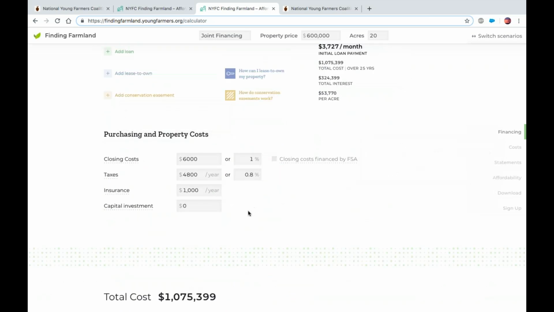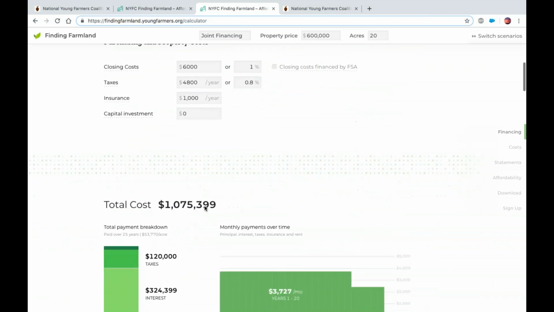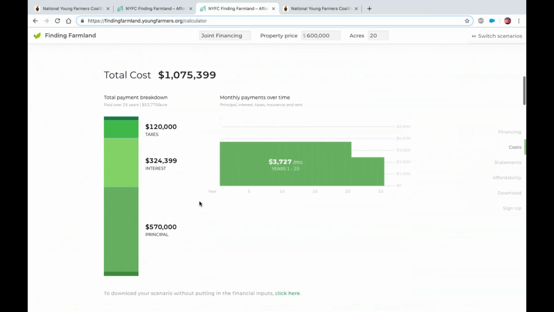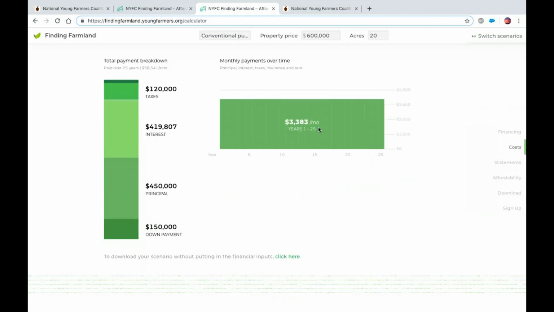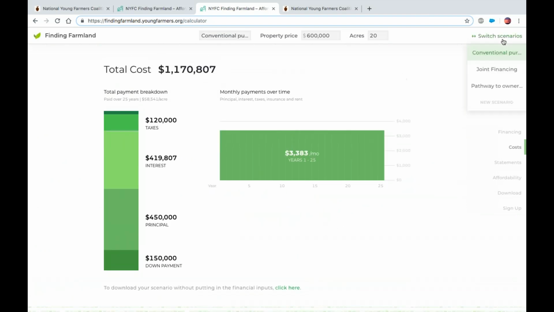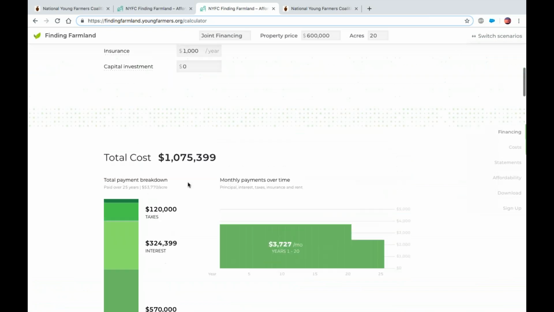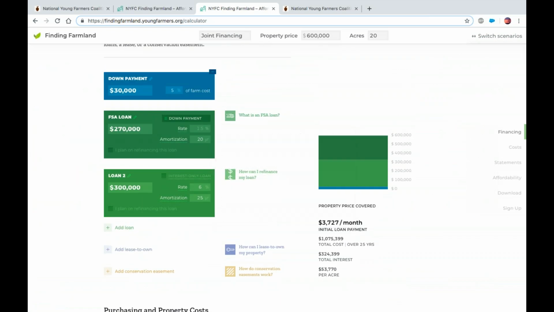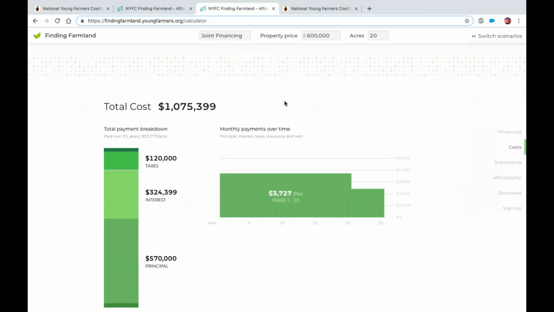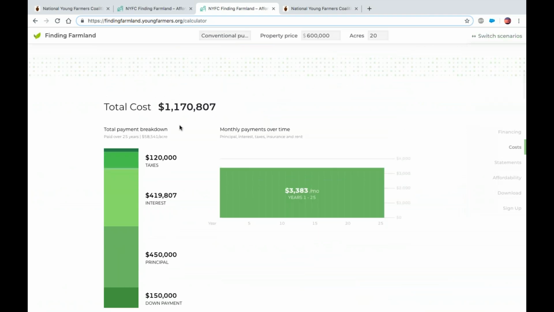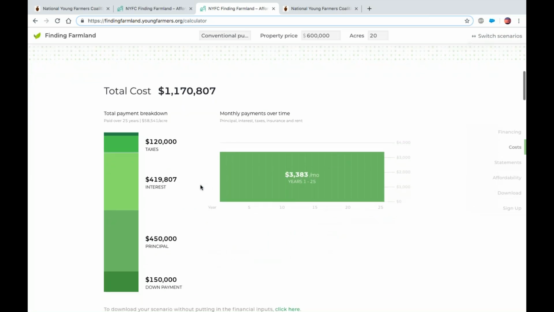Put in the same purchasing costs, property costs. And now you see it's going to cost you more monthly, but we could swap back and forth here. So it's about $400 more a month. But the big difference is that you didn't have to come up with $150,000 in cash. This is a more reasonable amount that you might be able to save up towards. And the total cost is just over $1 million here. So it's about $100,000 less over the total 25 years of the purchase.